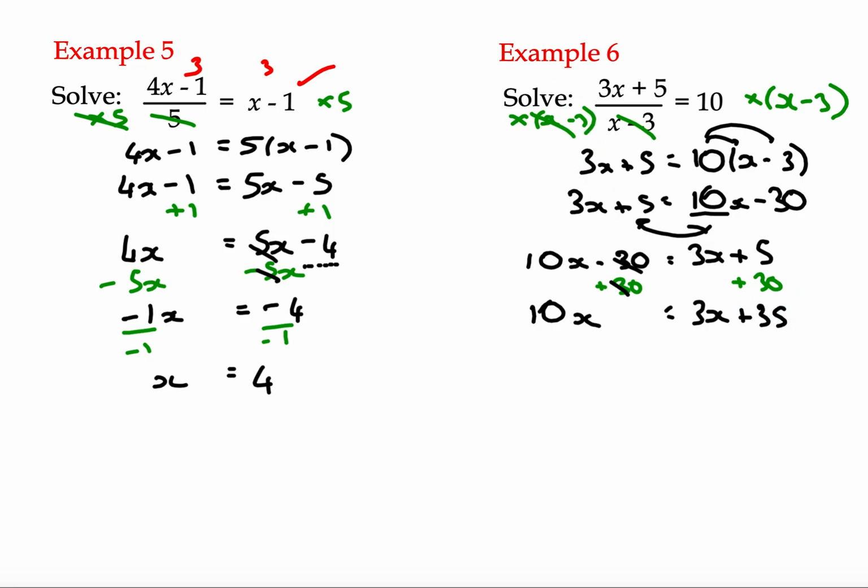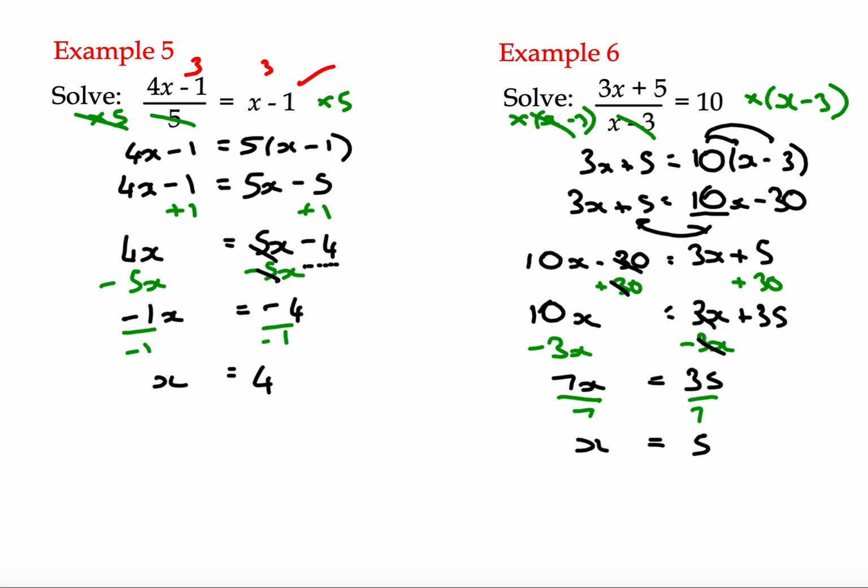I want to get rid of the 3x on the right hand side by subtracting that 3x, but I have to of course balance that by subtracting 3x on the left, which leaves me on the left 10x minus 3x is 7x equals 35. You notice no negative signs in sight here, so it's often a little bit simpler to swap the equation around if the bigger x term is on the right hand side. And that leaves me with the answer x equals 5.